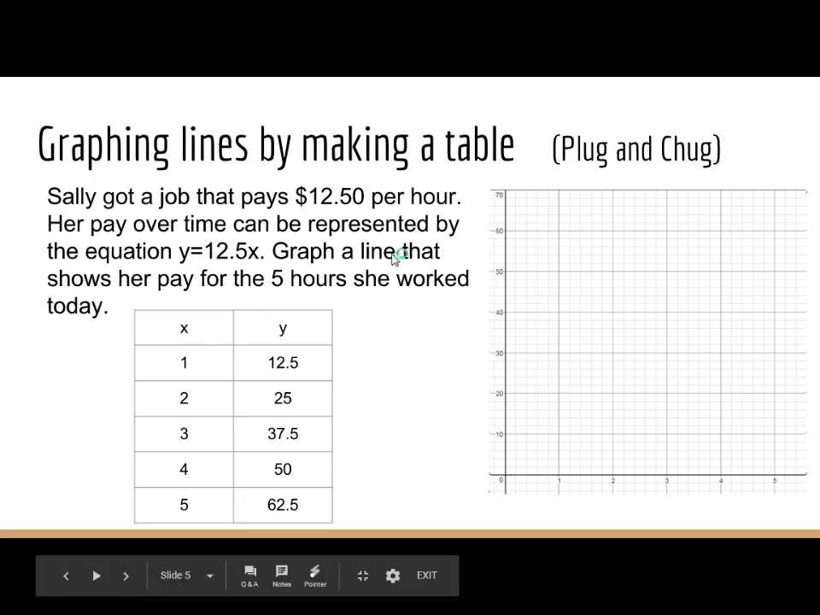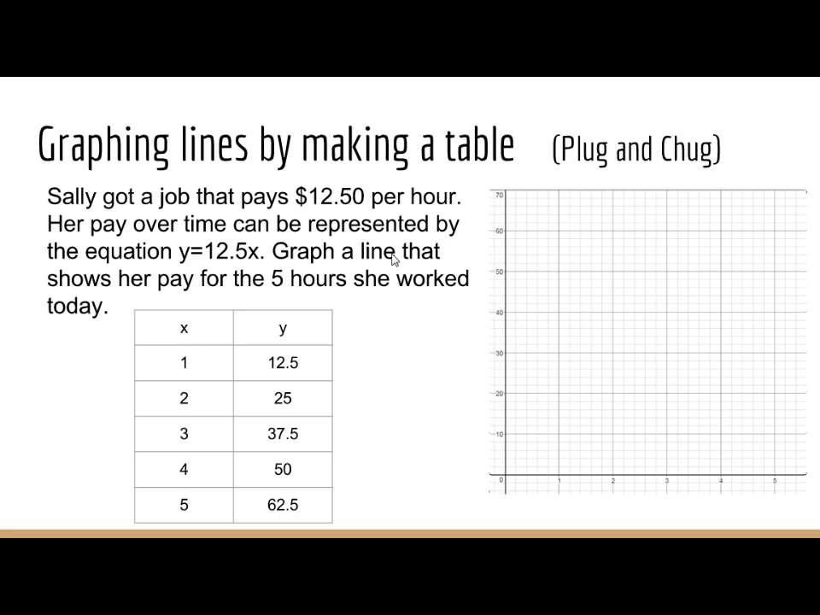So we want to graph the line that shows her pay for the 5 hours she worked today. One odd thing about time is that we shouldn't be able to break it into whole number parts. That's a really bad way of explaining that. But let's take a look at this example here. So Sally, she gets paid every hour, but she's working every second, every nanosecond, every half of a nanosecond. But she doesn't get her pay in that way. At least we're going to assume she doesn't.